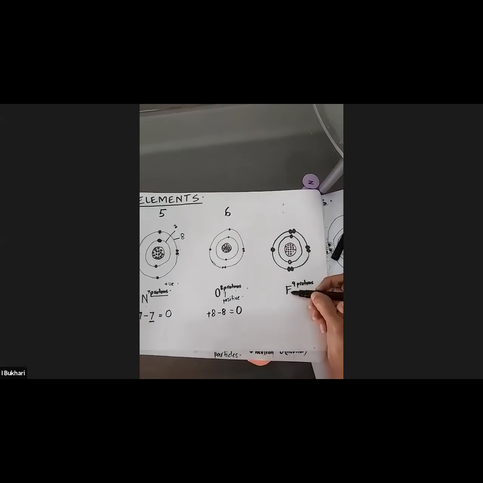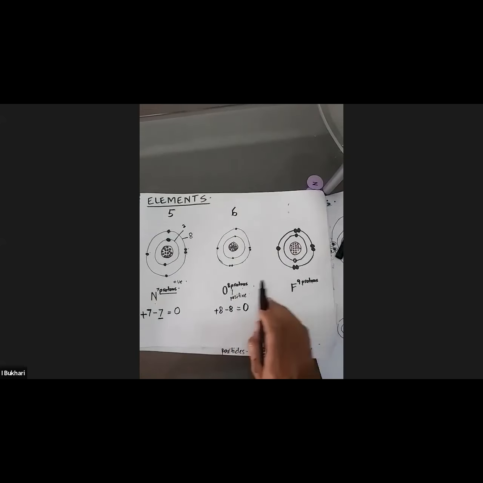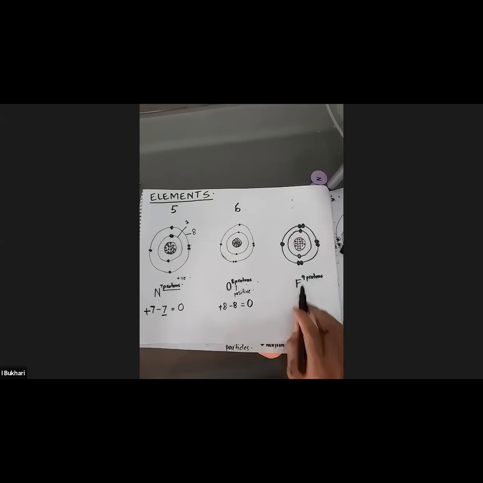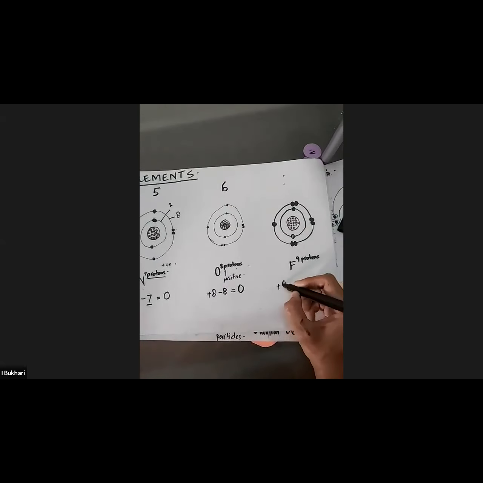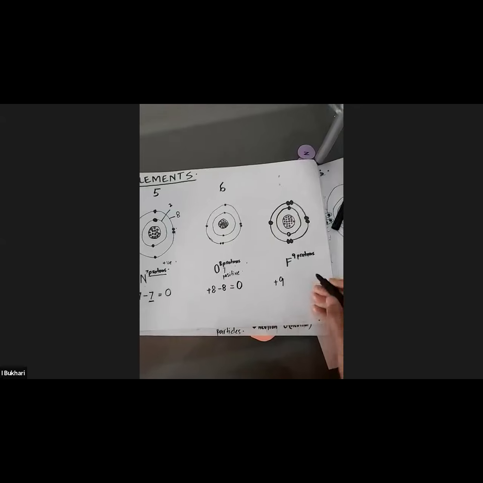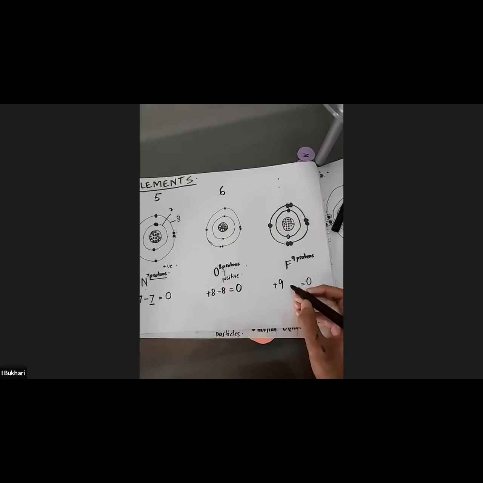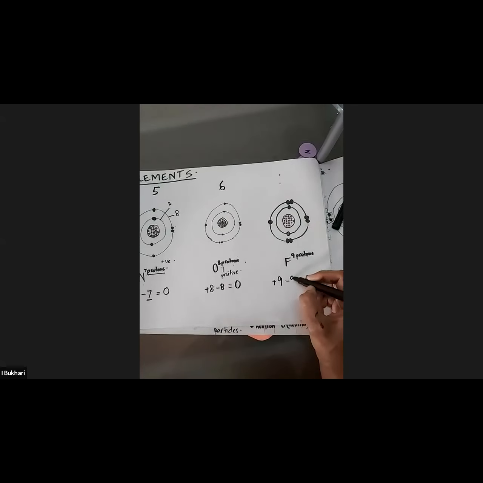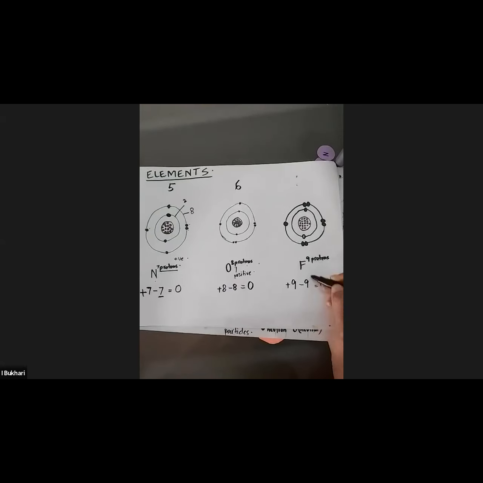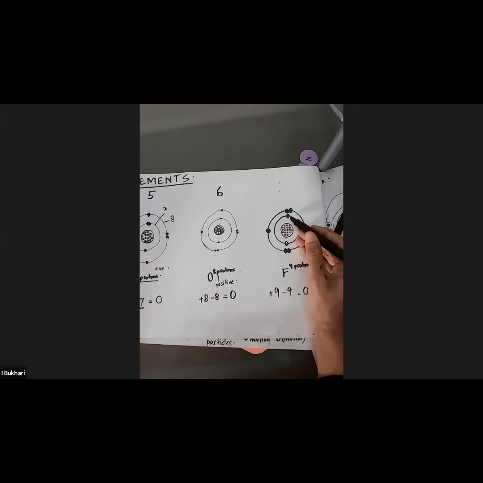Now, this is fluorine. Again, the proton number is one more. So if it has 9 protons, meaning 9 positively charged particles, to be electrically neutral it needs 9 negatively charged particles, which will be electrons. So let's count them.